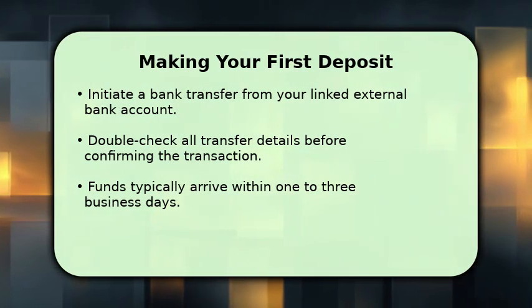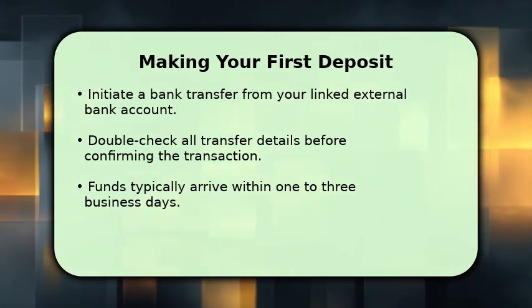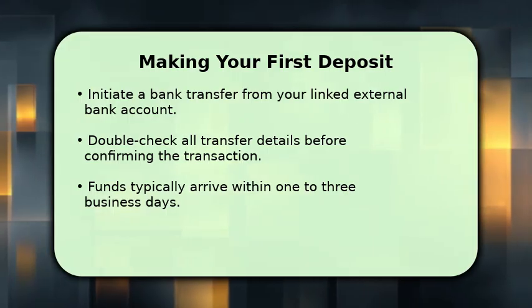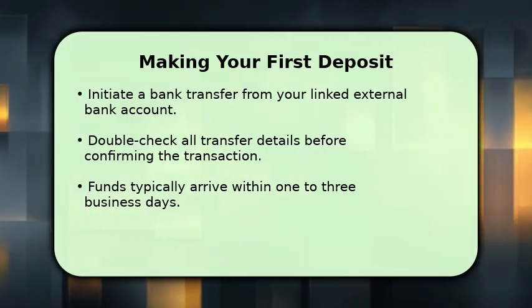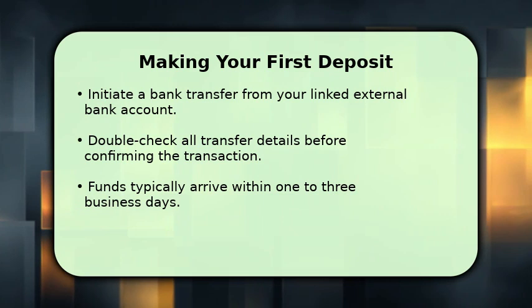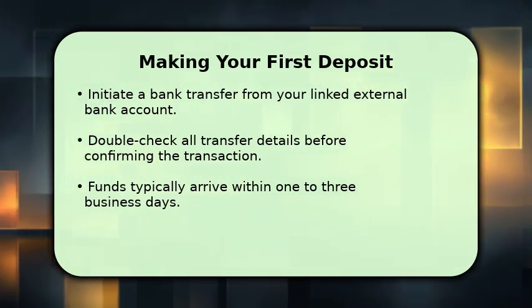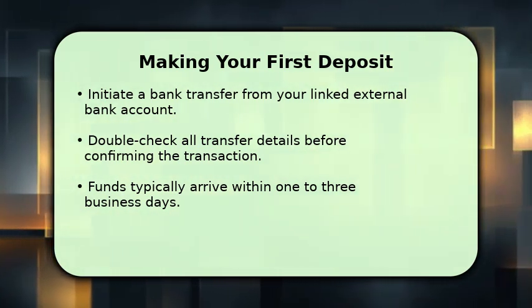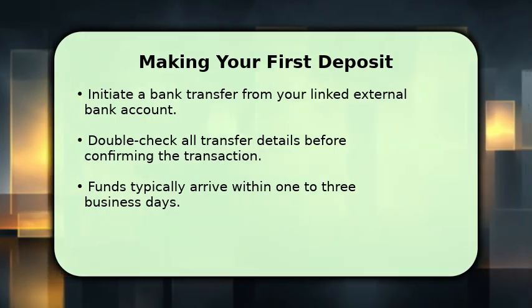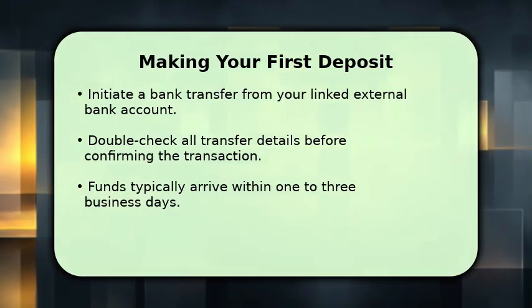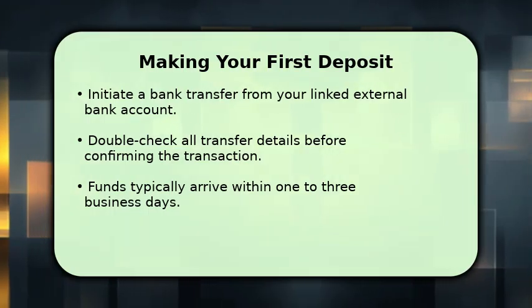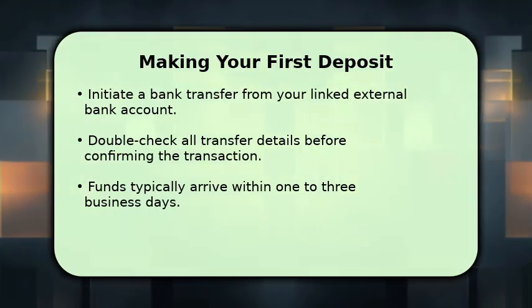Once your bank details are set up, you can make your first deposit. Go to your external bank's online portal or app and initiate a transfer using the Crypto.com Fiat Wallet details. Always double-check the account number and routing number to ensure accuracy. Most transfers are processed within 1 to 3 business days, so your funds should appear in your Crypto.com Fiat Wallet shortly after.